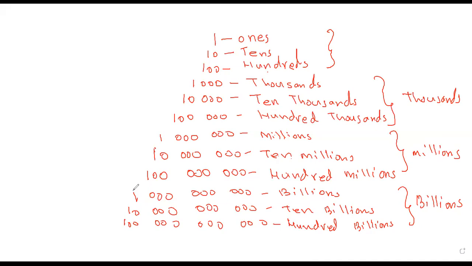Can you read this in order? Ones, tens, hundreds, like that. Okay, start. Ones, tens, hundreds, thousands, 10,000s, 100,000s, millions, 10,000,000, 100,000,000, billions, 10,000,000,000, 100,000,000,000. Okay, good. Next one, another one.